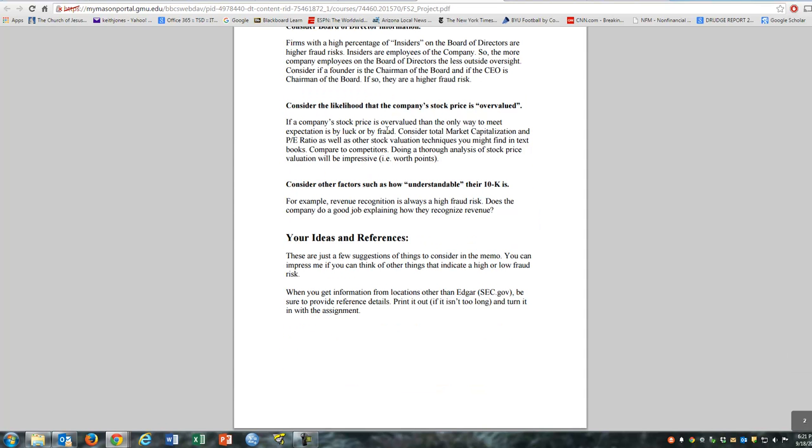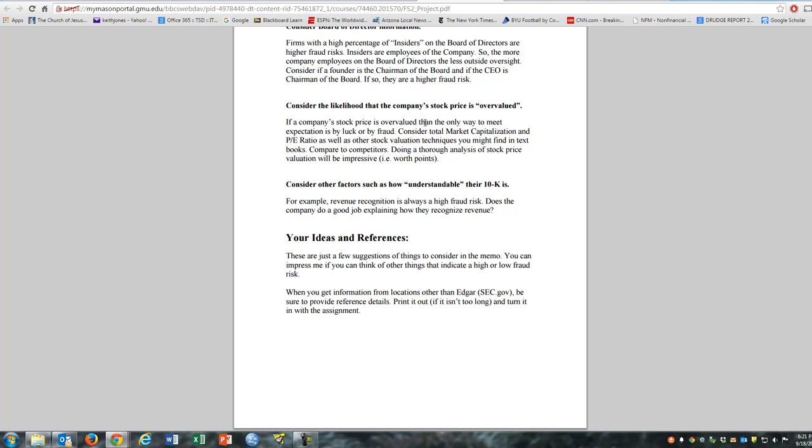And then the other thing is you want to consider the company's stock price, if it's overvalued, because once your stock price gets overvalued, then the definition of being overvalued is the investors expect better future performance than you can actually provide. So that's going to put a significant amount of pressure on you to meet those unrealistic expectations.